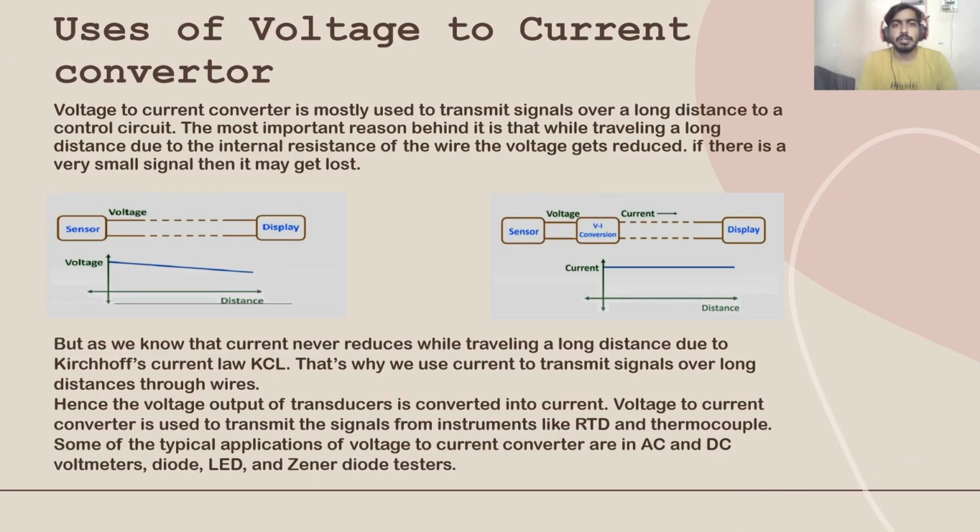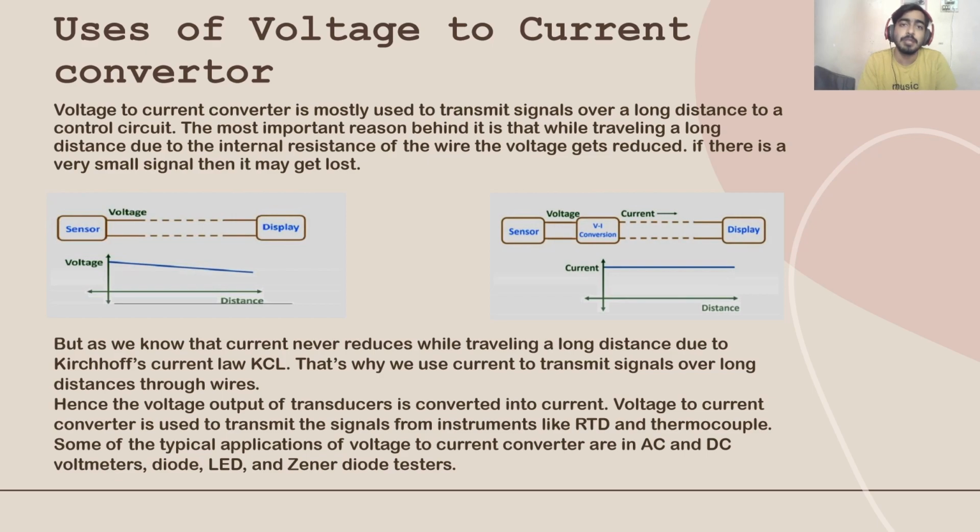Now talking about the uses of the voltage to current converter, it is mostly used to transmit signals over a long distance. The reason behind it is that, due to internal resistance, the voltage may get reduced. That's why it is recommended to convert it into current, since in long distances current is not reduced, because of Kirchhoff's current law. That's why we use current to transmit signals over a long distance. They are mostly used in instruments like RTD and thermocouple.